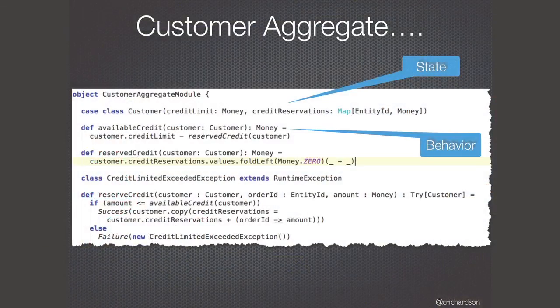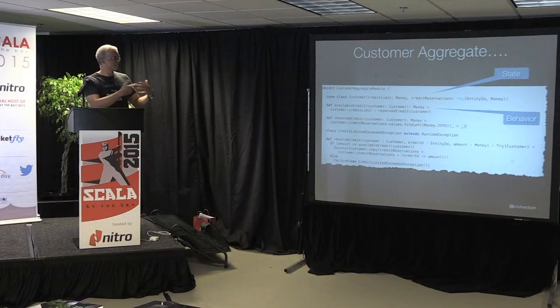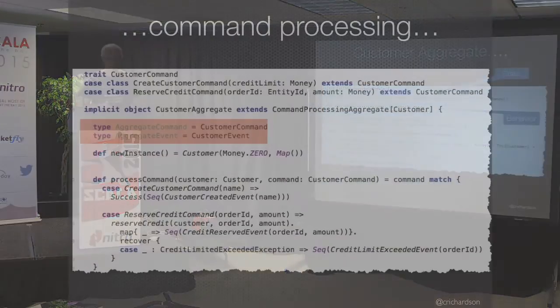So here's the customer behavior class. It's a case class, it knows about credit limits and credit reservations. There's a bunch of functions that act on it. Reserve credit returns a failure if you try and exceed the credit limit. So that seems pretty reasonable.